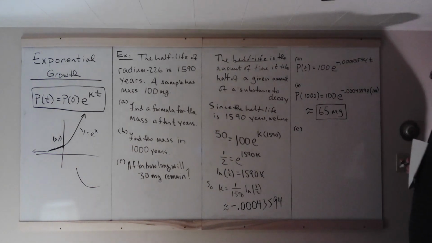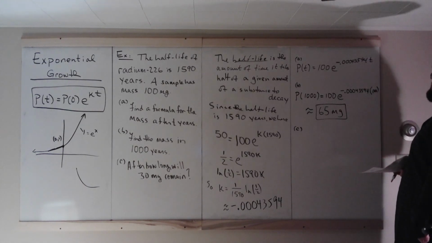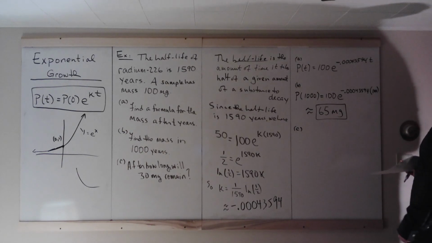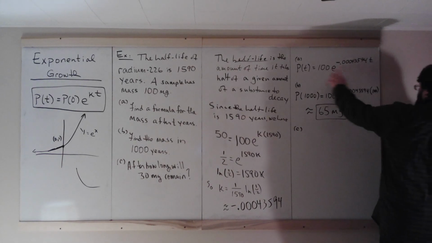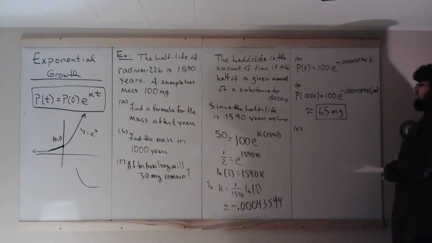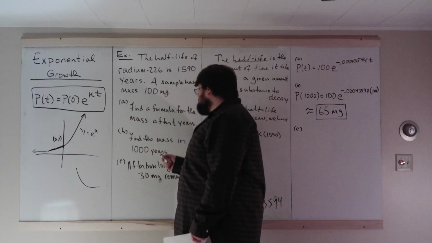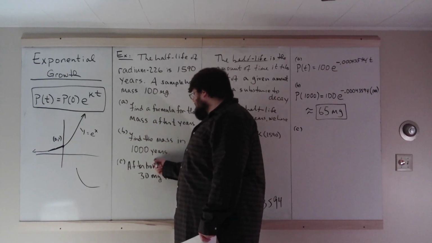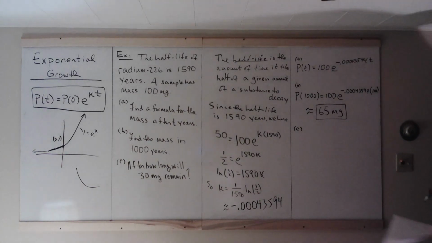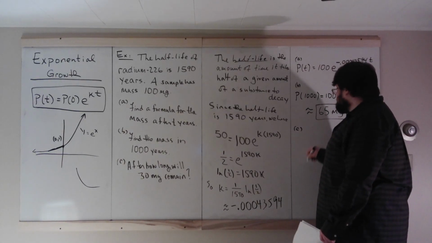And what about C? After how long will 30 milligrams remain? Well, look at this equation up here. We have one independent variable and one dependent variable, so to speak. We have T and we have P, the amount of time and the amount of substance. In part B, we're asked to find an amount of substance after a certain amount of time. In part C, we're saying find a time that'll leave us with this much substance. So in part B, we're solving for P. In part C, we're solving for the time. And we want to know after how long will 30 remain.